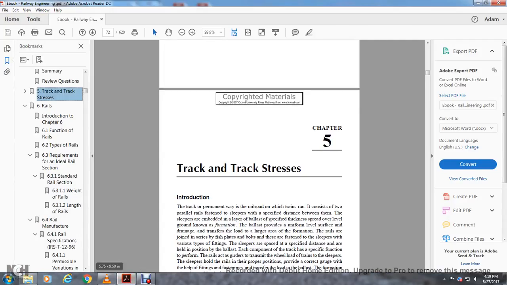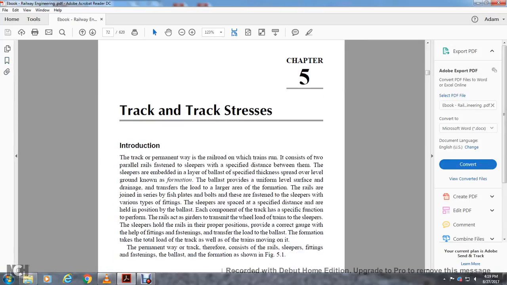All right, Chapter 5, Track and Track Stresses. Introduction. The track, or permanent way, is the railroad on which the train runs.